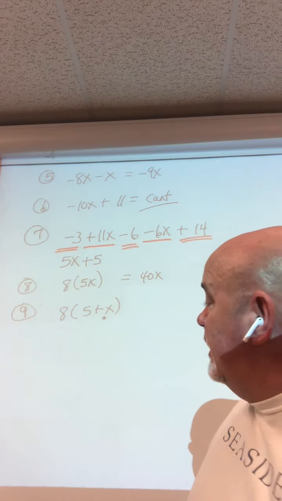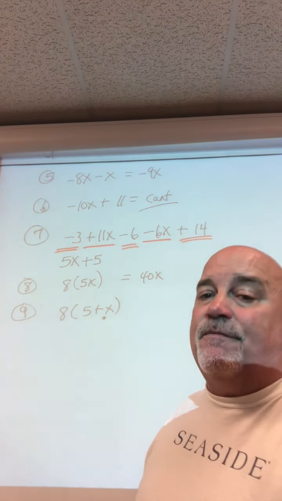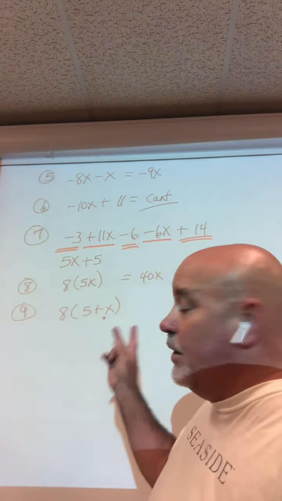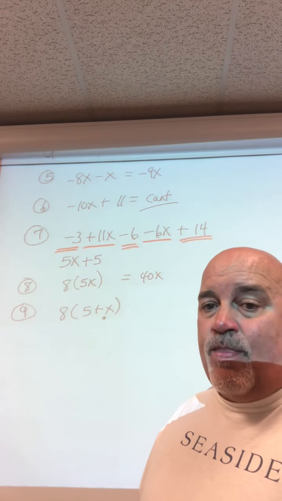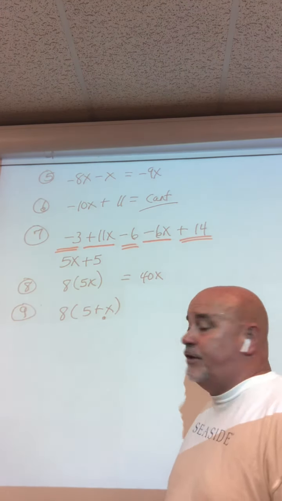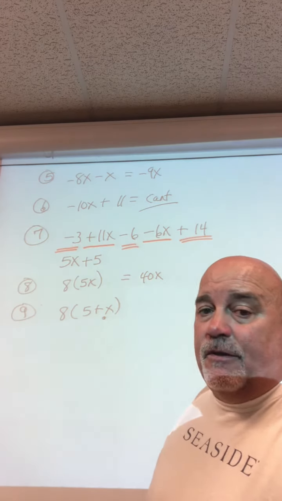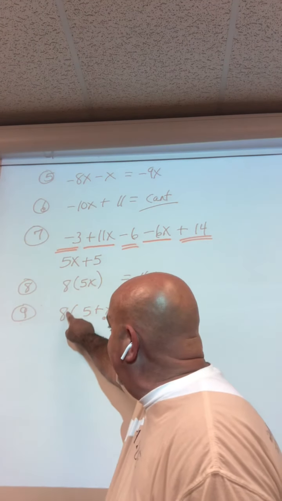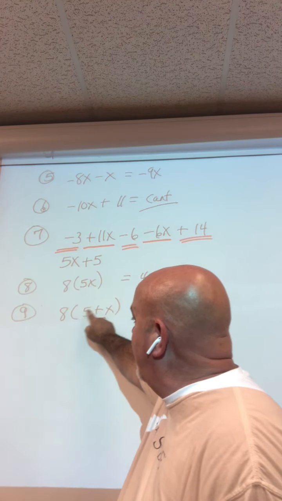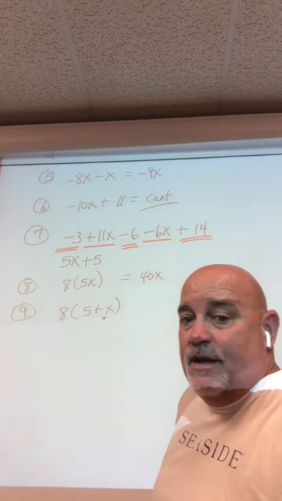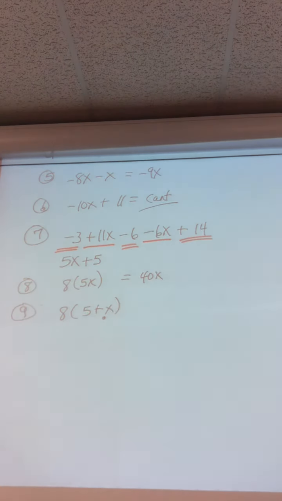But anyway, let's suppose I have 8 times 5 plus x. One term times 2 terms. If I have one term times 2 terms, this is the distributive property. So I'm going to take 8 times the 5 plus the 8 times the x. If I do that, 8 times 5 is 40, and then 8 times the x would just be 8x.